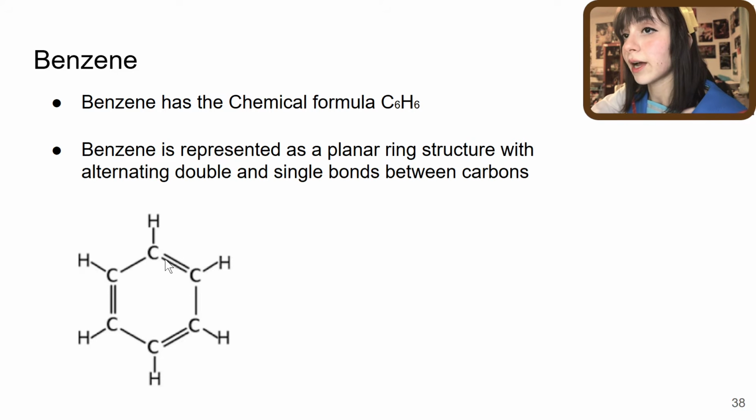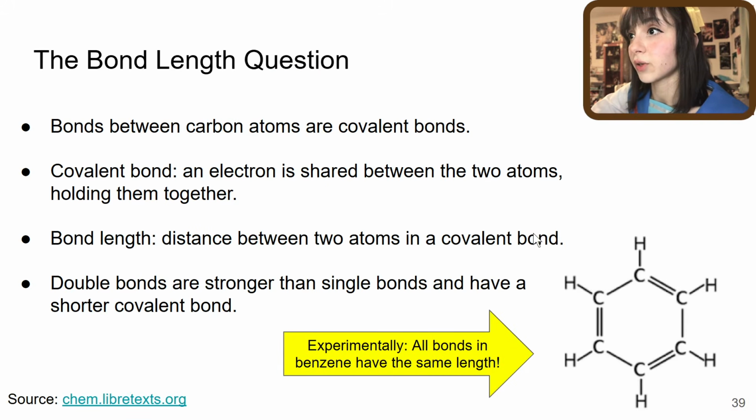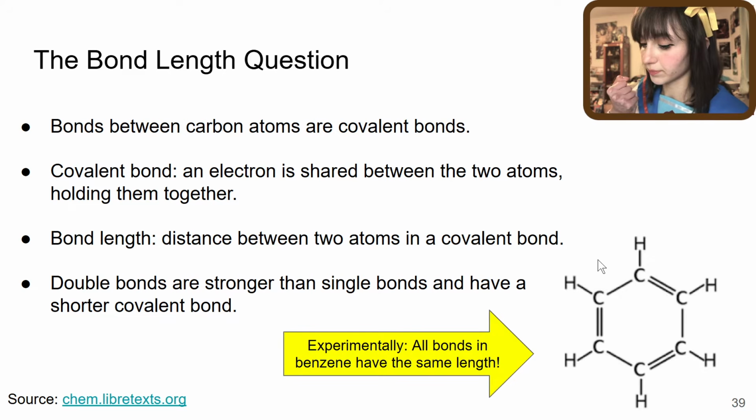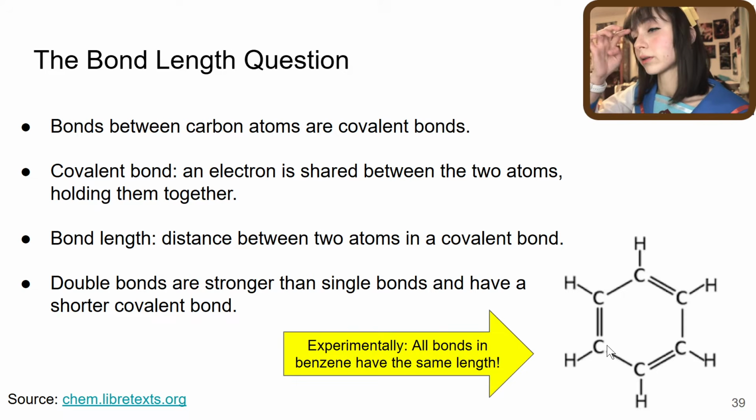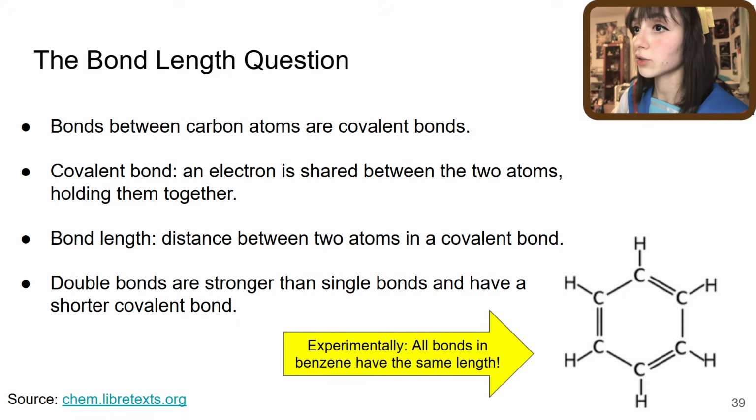This basically means that in a double bond they share 2 electrons, and in a single bond they share 1 electron. These bonds are known as covalent bonds, meaning an electron is shared between the 2 atoms, and this is what is holding them together. The covalent bonds, again, are a type of bond where an electron is being shared between 2 atoms, and this electron holds the 2 atoms bonded to each other.